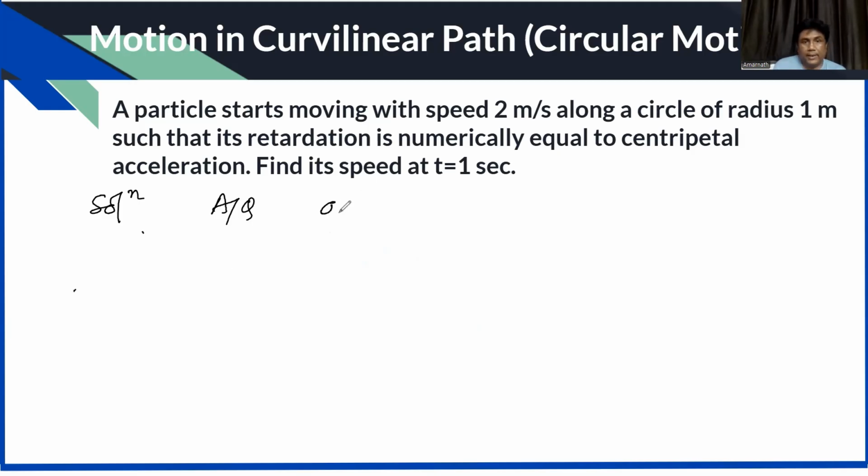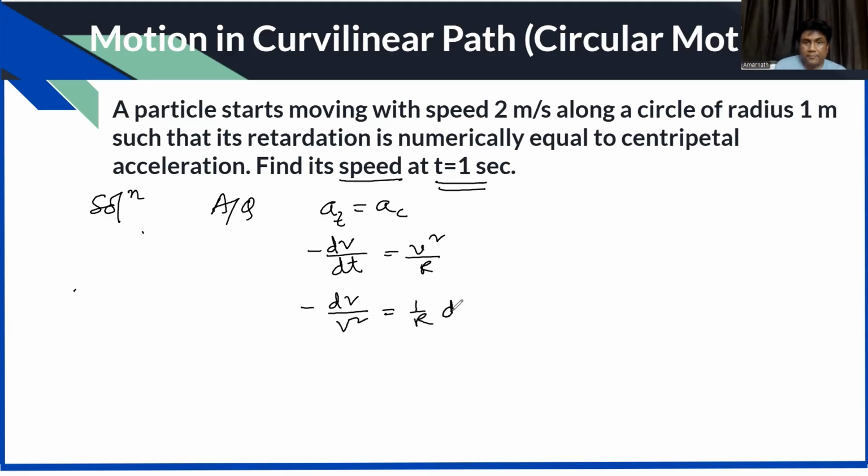According to the question, it is given that at equal to ac. But here actually I should put at is minus dv by dt only, because they are asking velocity at time. In the previous question they were asking with distance, but now they are asking time only, so time should be included. Now AC is v square by R. So it will be minus dV by V square equal to 1 by R dt.